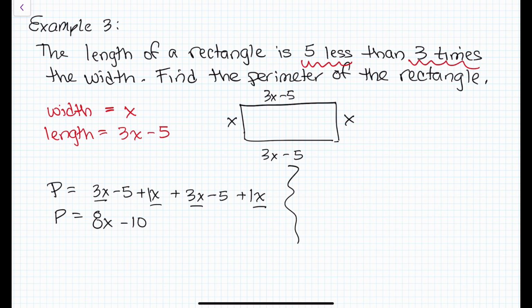Another way you could do this also is if I take the two sides, 3x minus 5 plus x, I can multiply all of that times 2 because there are two sides that are the same, right? And I'm going to get the same exact answer.